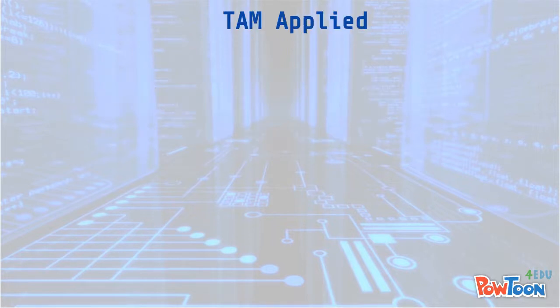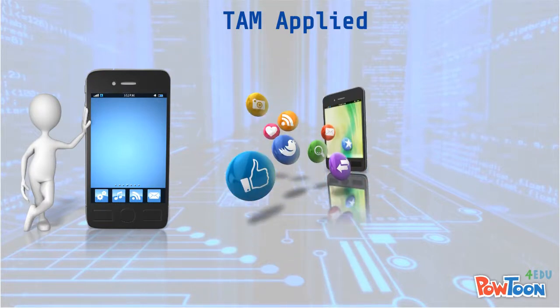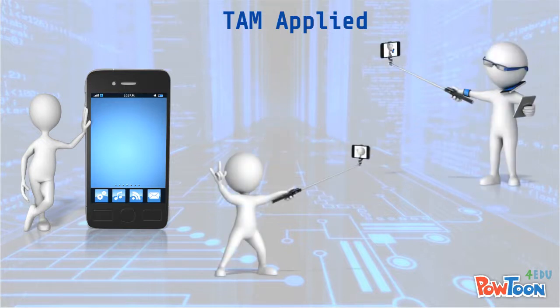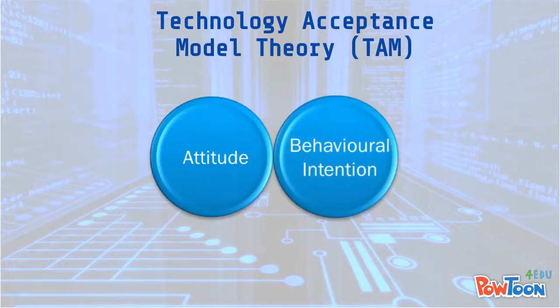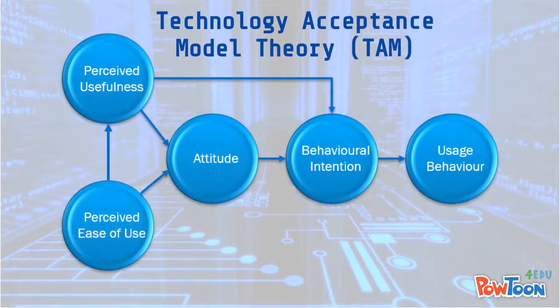So for example, if you had a cell phone and you believed that it would be useful in your everyday life, and you found it easy to use, this would influence your attitude towards the technology, which would then influence your behavioral intention, how you intend to use the technology, which would actually impact your actual usage. So TAM is all about behavior and understanding how we use technology and the behavior that we use towards it. It has very little to do with the technology itself.